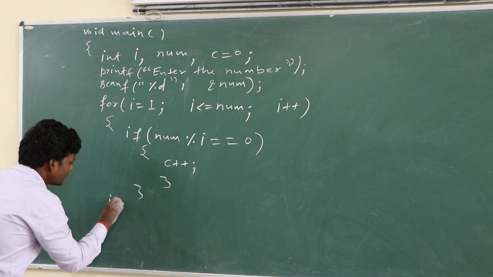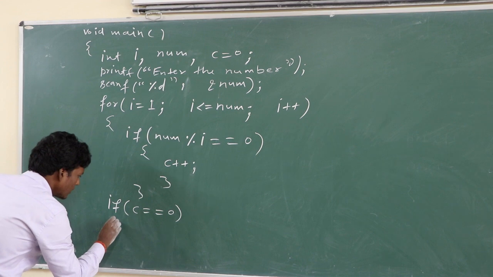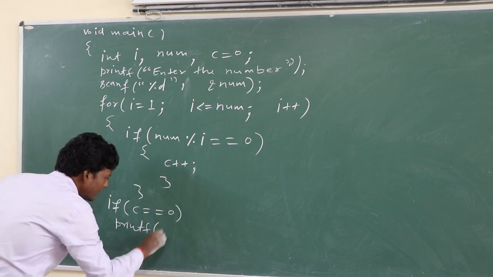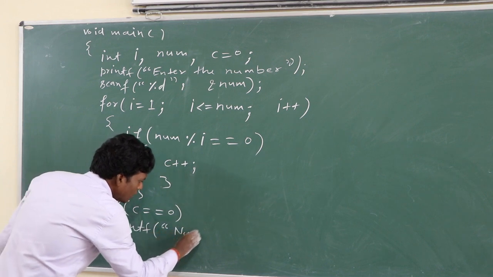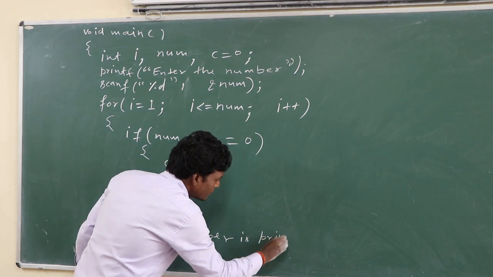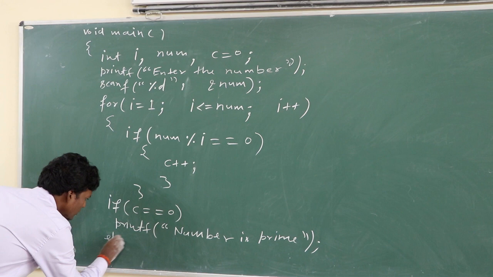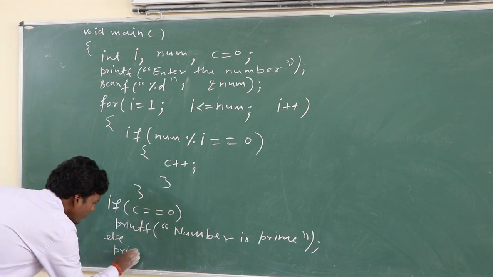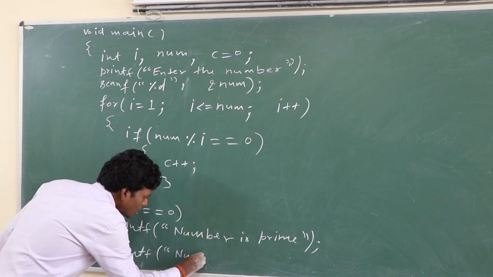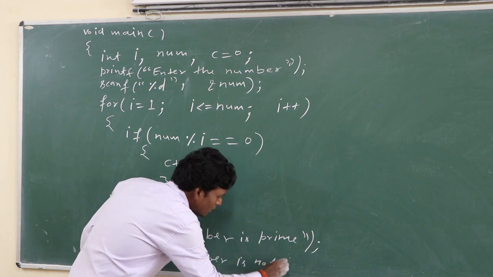If C double equal to 0, printf number is prime, else printf number is not prime.